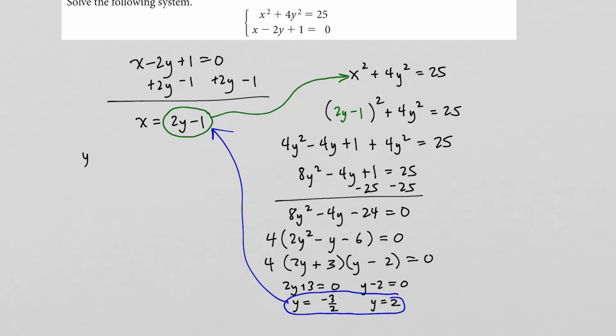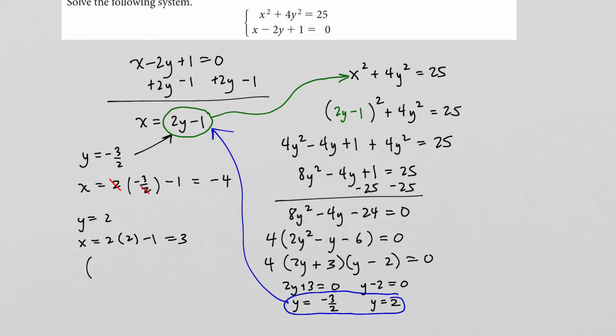So when y is equal to negative 3 halves, if we plug that in, we get x is equal to 2 times negative 3 halves minus 1. This is equal to negative 4. And for the other solution, y is equal to positive 2. And so x will be 2 times positive 2 minus 1, which is equal to 3. Now our solutions are points because we were finding points of intersection between these two curves. So the first point is x equals negative 4, y equals negative 3 halves. And the second point of intersection is x equals 3, y equals 2.